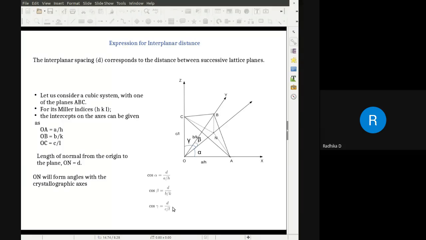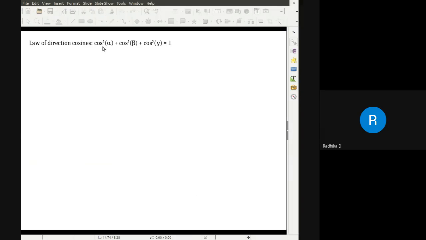Cos square alpha plus cos square beta plus cos square gamma is equal to 1. From the previous slide, I have cos alpha, cos beta, cos gamma. What do I do next? I substitute into this expression of cos square alpha plus cos square beta plus cos square gamma is equal to 1. I substituted it, I get it like this, because it was d divided by a by h, goes to the numerator, so it becomes dh by a whole square, dk by b whole square, dl by c whole square. All of them added together gives me 1.